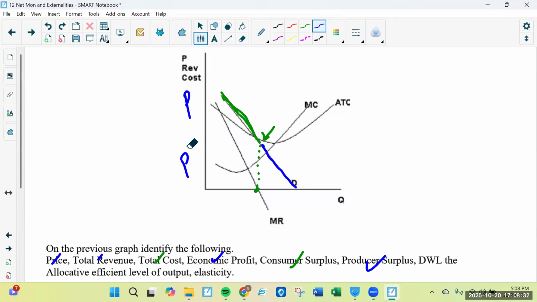You can't just say it's the left part of the curve or the right part of the curve or the higher part of the curve. You have to refer back to MR equals 0 to be able to do elasticity, unless they give you numbers actually calculated. But MR equals 0 tells you the unitary elastic point. Everything to the left is elastic. Everything to the right is inelastic. So that's a natural monopoly.